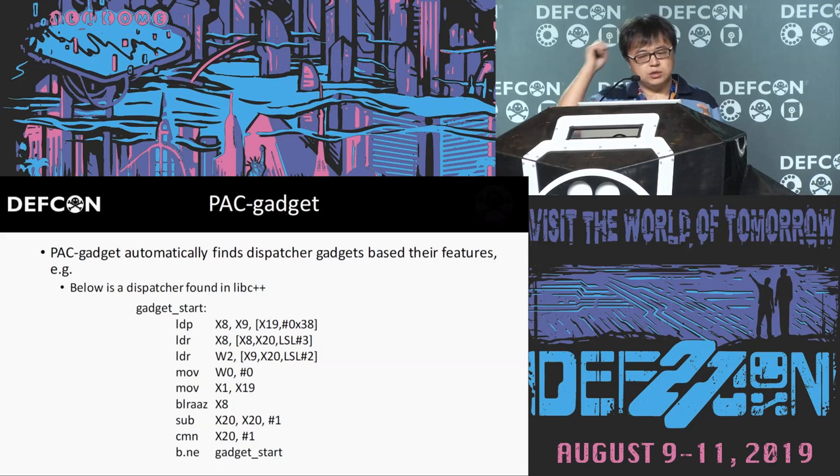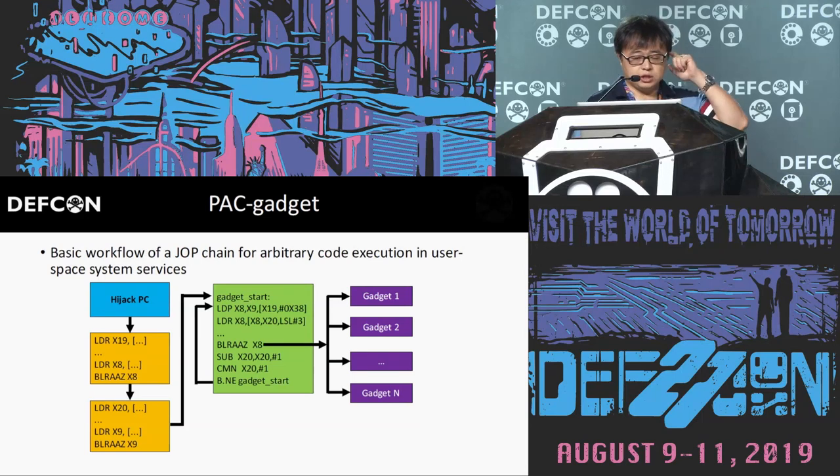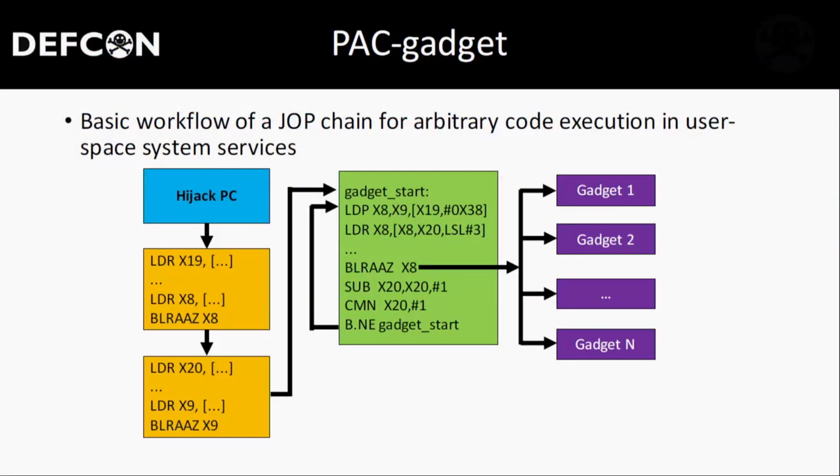With the help of PAC-gadget, we automatically find such a dispatcher gadget in libc++. You can see from this figure that in this gadget, the gadget will retrieve the function pointer from x19, and the function pointer will be further used to call other gadgets, and we can loop through the gadget. So now with the dispatcher gadget, we can do arbitrary code execution in user space system daemons.